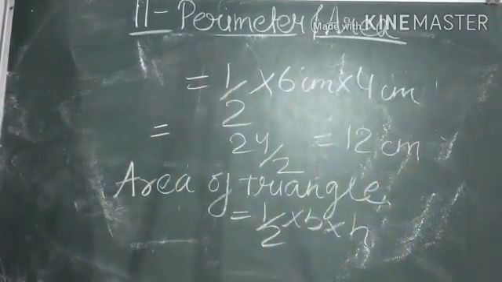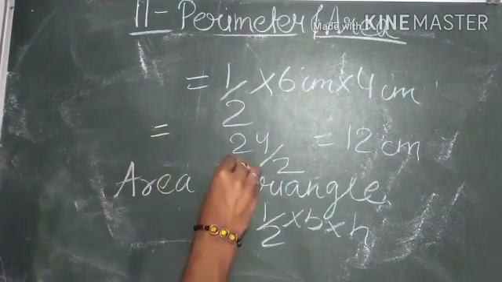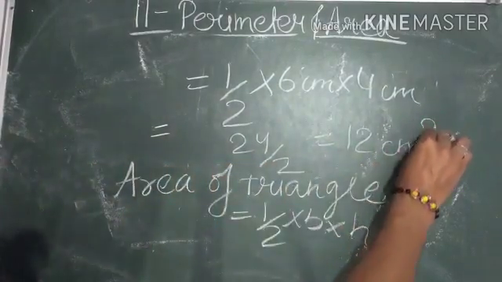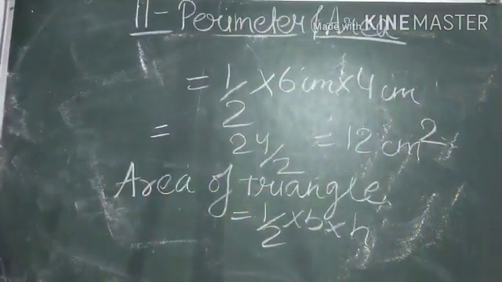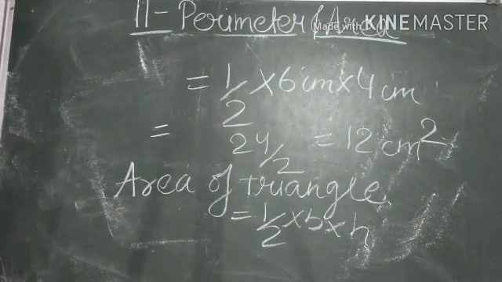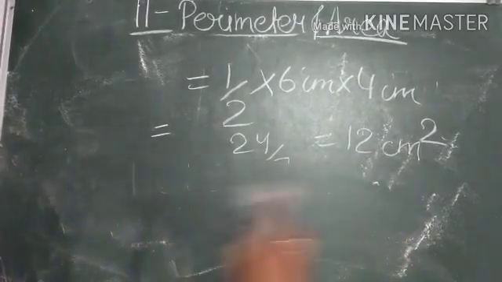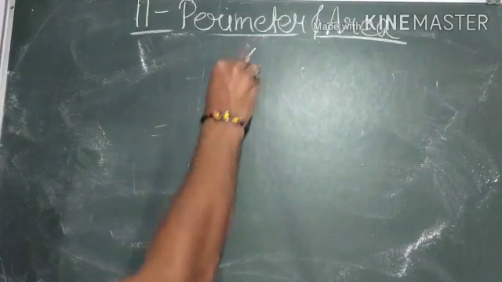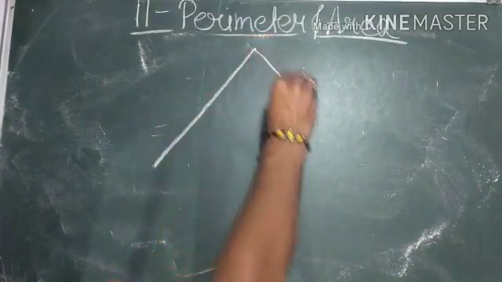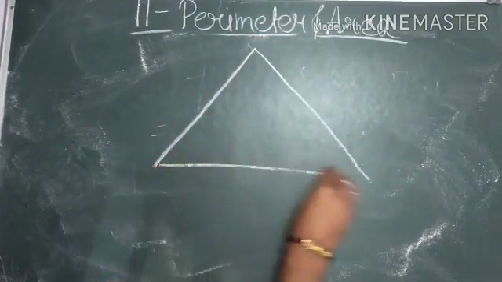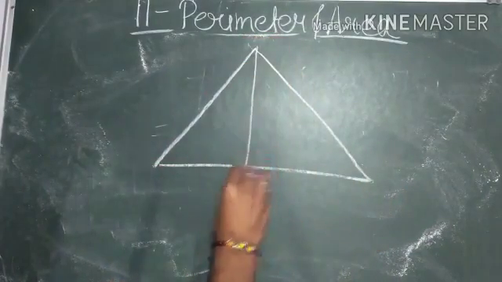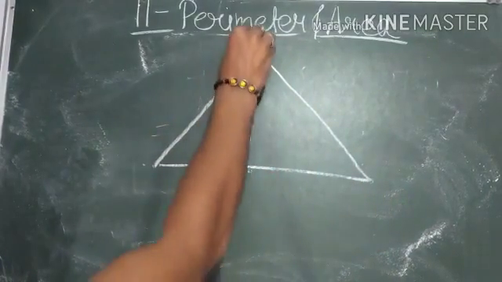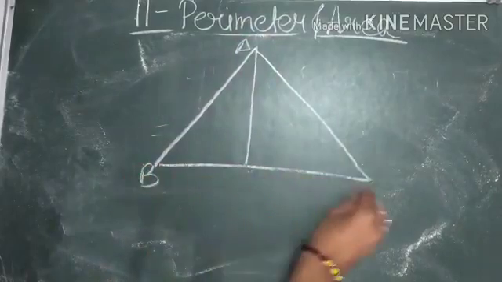But as we are talking about the area, I told you before, the unit of area will be centimeter square. So the answer will be 12 centimeter square. But in some cases, the height is not given in the question. Let's take this triangle ABC.